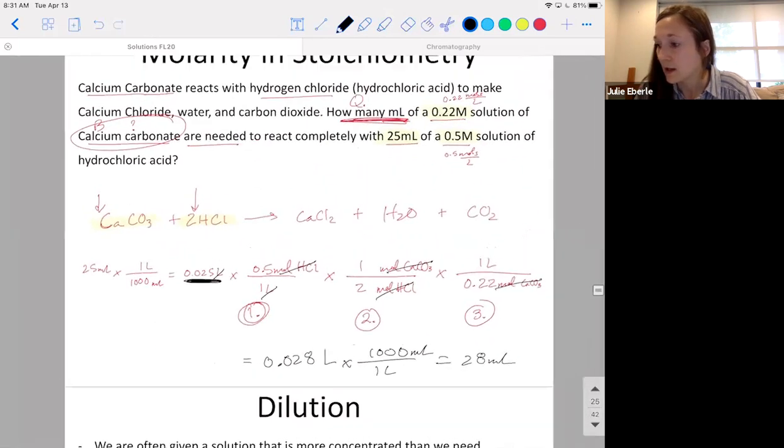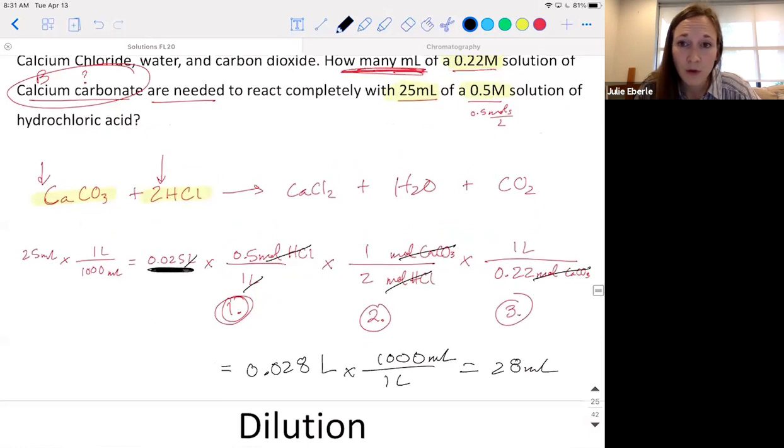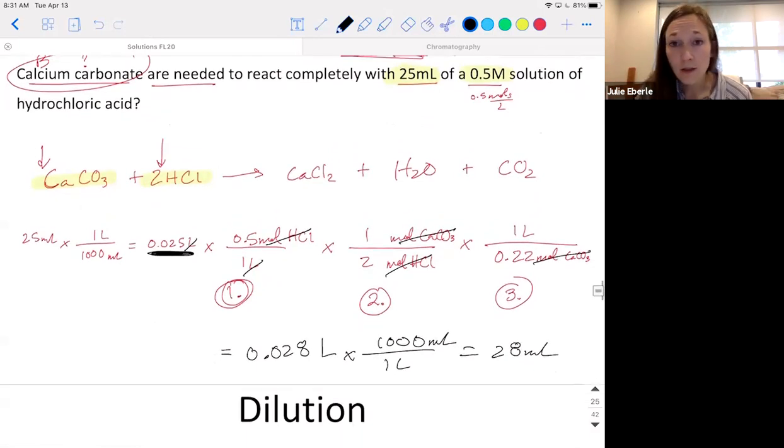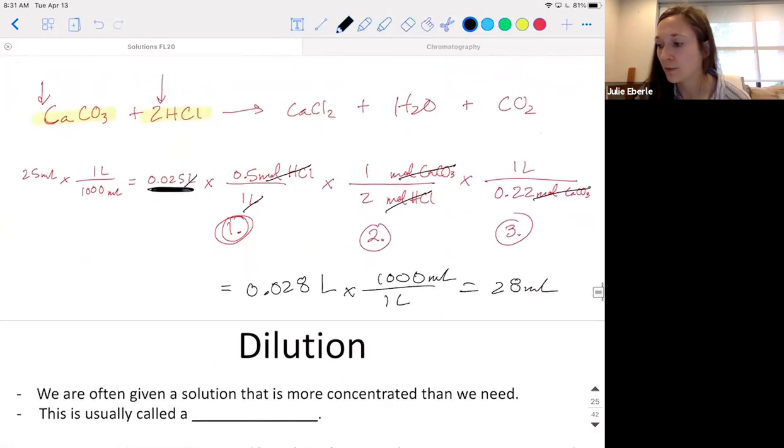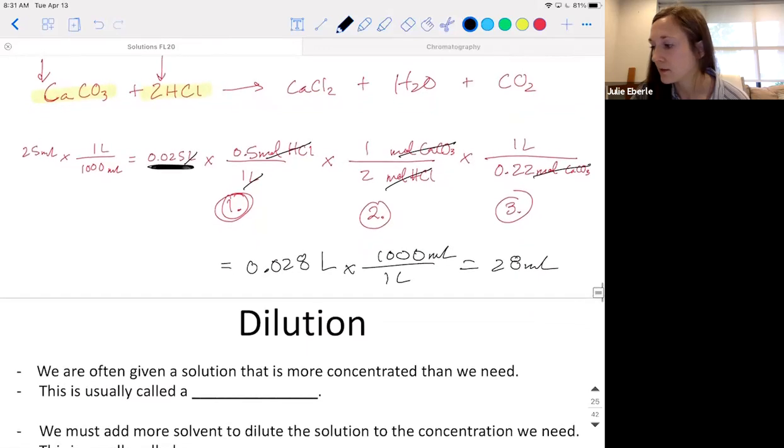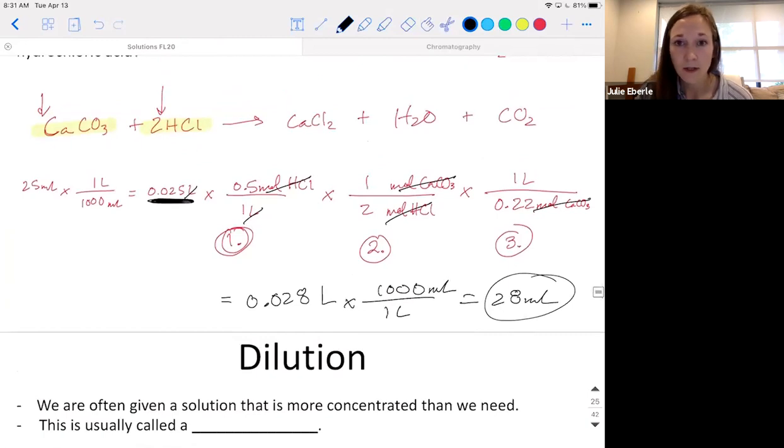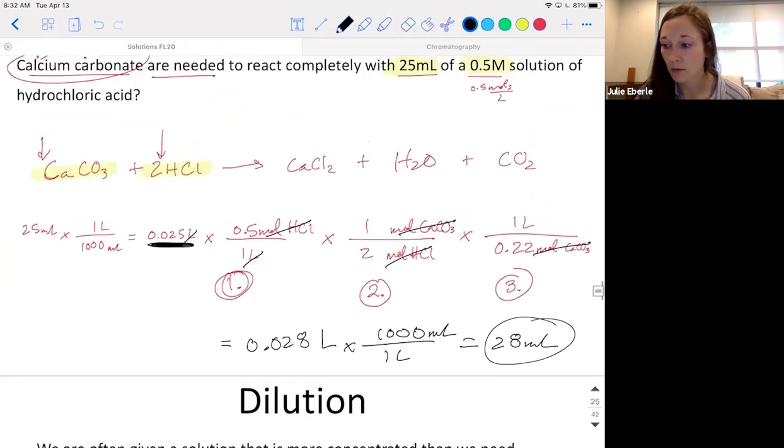Okay, so if I've got 25 milliliters of 0.5 molar HCl and I react it with 28 milliliters of my calcium carbonate, I'll make all products. I'll use up all my reactants. And those are the equal volumes for those amounts based on the mole ratio and the balanced chemical reaction to give you your products. Okay, there we go. So you see how that's a 3-part problem? Plug in a molarity for substance A, then a mole ratio, and then a molarity for substance B. Okay. Any questions on this style problem?